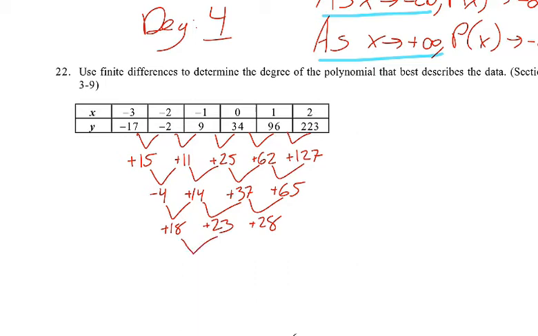To go from 18 to 23, it's a change of plus 5. To go from 23 to 28, that's a change of plus 5. Hey, look, they're constant. So the fourth row means this is a fourth degree polynomial. So again, whatever row you get to, whatever number row you get to, is the degree of your polynomial.